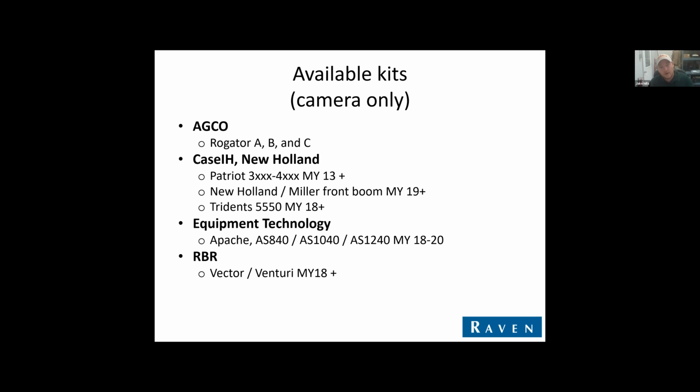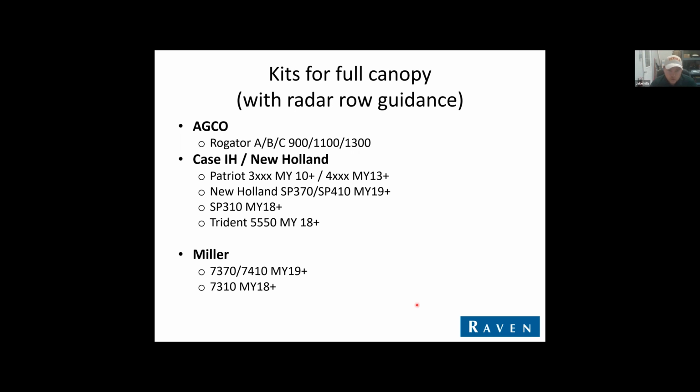As of right now, there are kits available for AGCOs, Case New Hollands, Apaches, and RBR machines for camera only. When it comes to the full canopy side, there are kits available for those AGCOs, Case New Hollands, and the newer Millers.